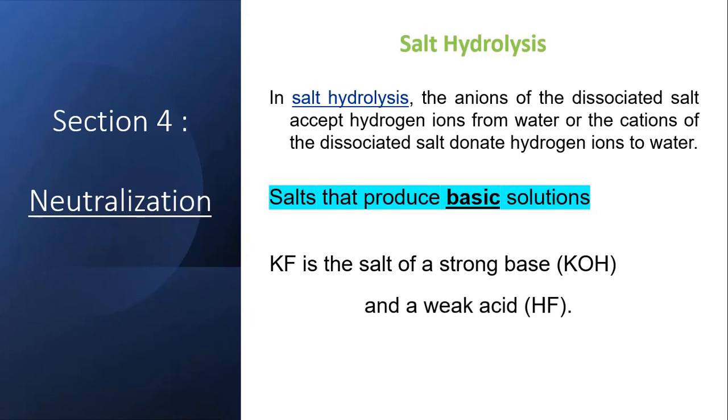If KF is the salt of a strong base, it came from KOH, then the weak acid is HF. Looking at KF, it came from K positive and F negative. K came from KOH, which is the base, while F came from the weak acid, which is HF. So this salt will be called basic because it came from a strong base. Sorry, it's called a basic salt. So it's a basic salt or basic solution.